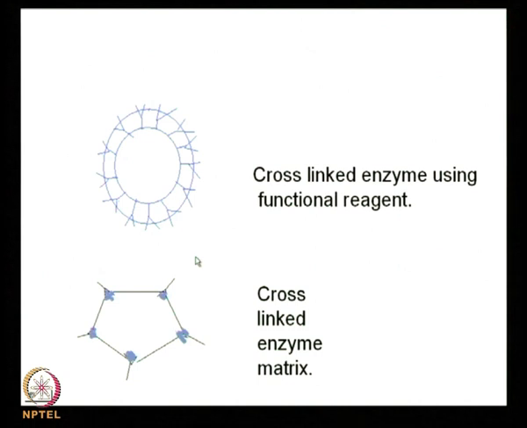This is the difference between the two. Here, the enzyme is attached or bound to a functional reagent, and that is how the cross-linking is attained, while below, the enzymes themselves cross-link with each other to form the cross-linked matrix. These are a few examples, and if you go to some of the books, you will find plenty more, but just to give you a sense of how chemically bound enzymes look.